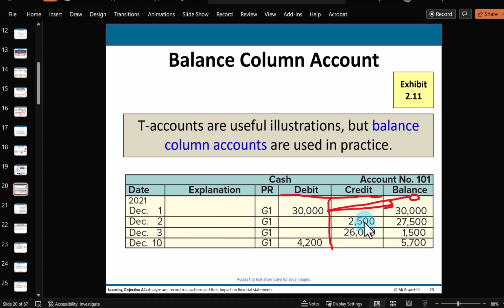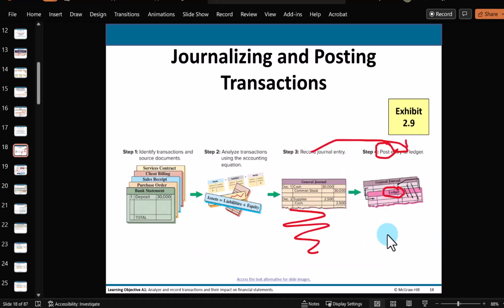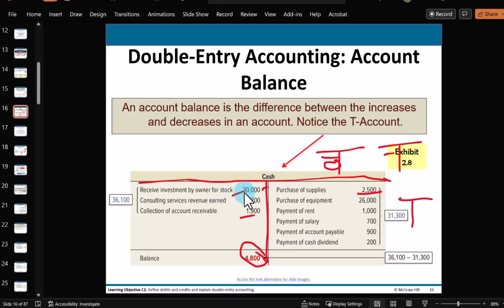Here, when you post this $2,500 credit, crediting an asset like cash is going to reduce your balance. 30,000 minus 2,500. Here you can see the reduced balance after this transaction. So at any time you want to know how much you have in this account, all you got to do is update the posting and look at the last balance versus having to just wait, like here, getting this balance at the end of the month.